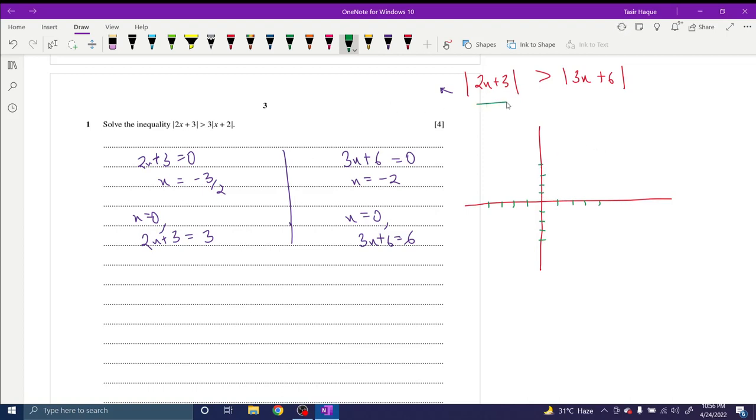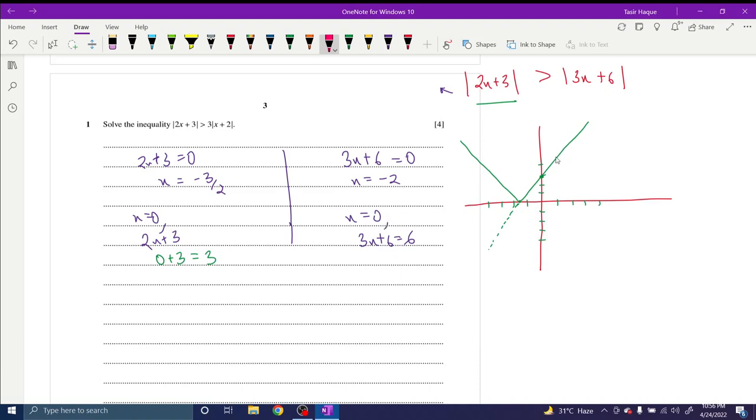So I'm drawing the first one, this one over here. The x-intercept is at minus 3 by 2, and the y-intercept is at 3. So the graph has a positive gradient, right? This is what we're going to see. Something like this. What about the other one?